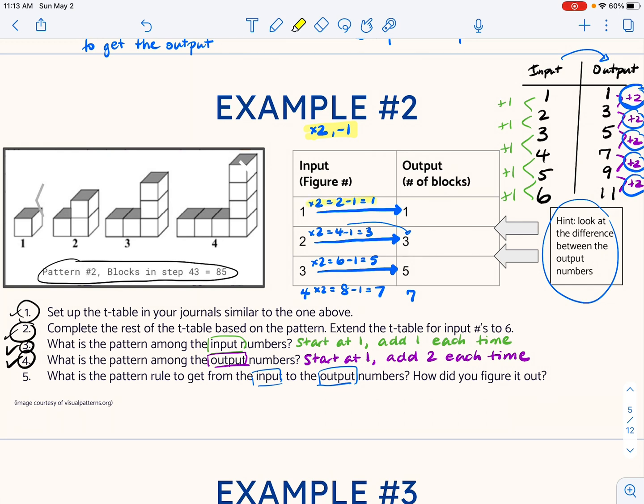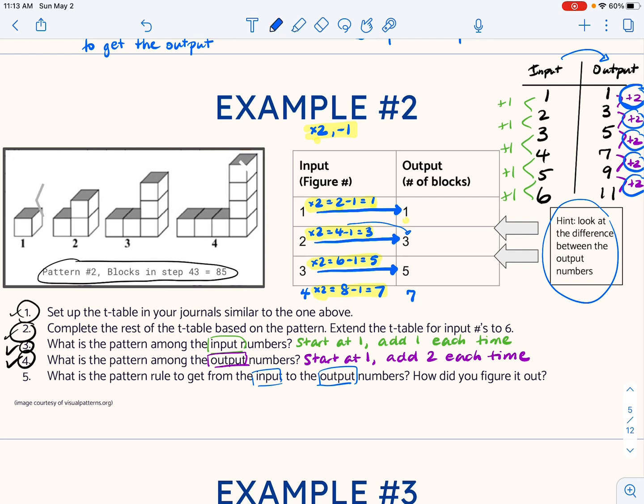Look at what we did for each example. If we did 1 times 2, we got 2. How do we get from 2 to the output of 1? We subtract 1. The second one, 2 times 2 is 4. How do we get from 4 to 3? We subtract 1. 3 times 2 is 6. How do we get from 6 to 5? We subtract 1. 4 times 2 is 8. How do we get from 8 to 7? We subtract 1.